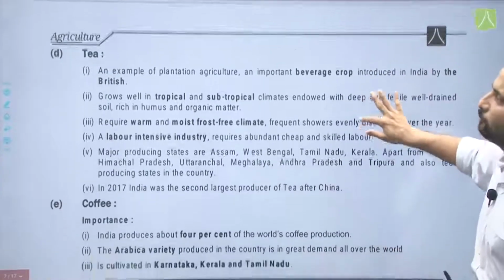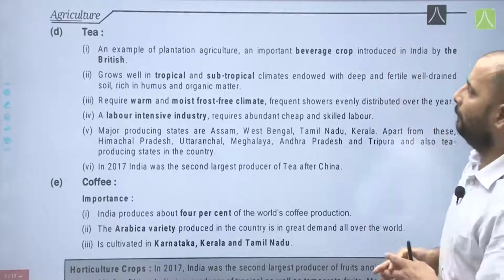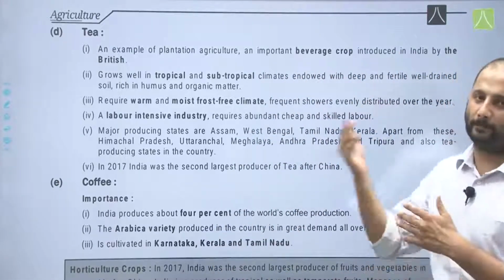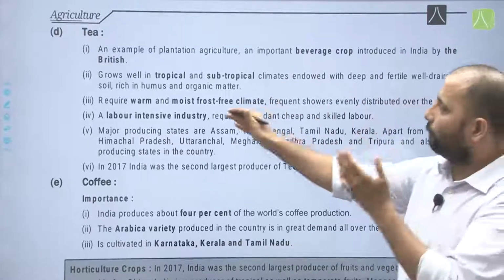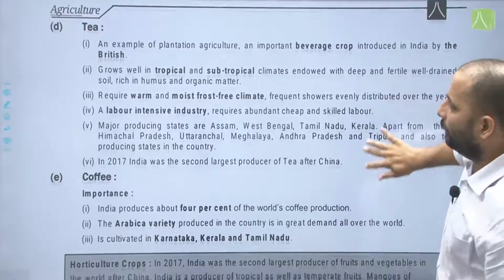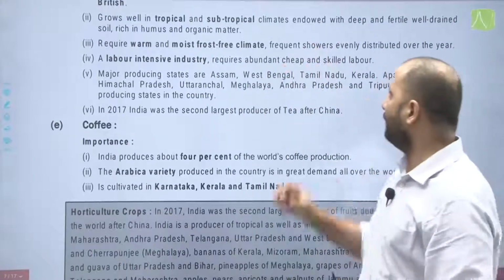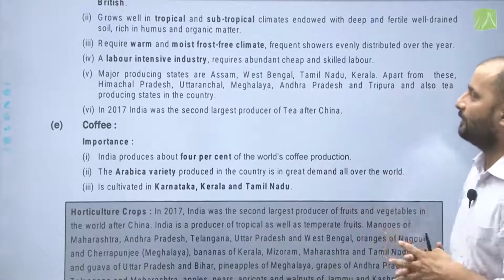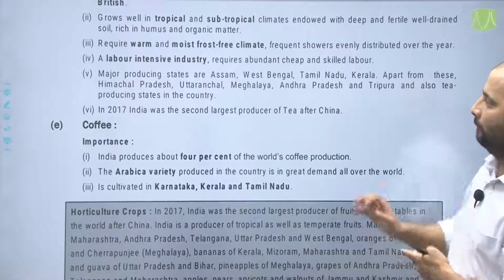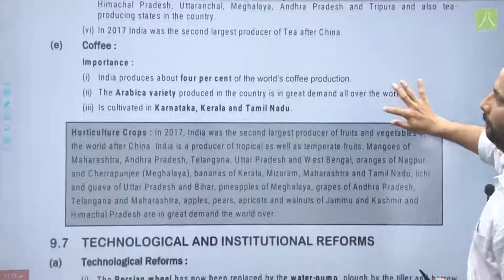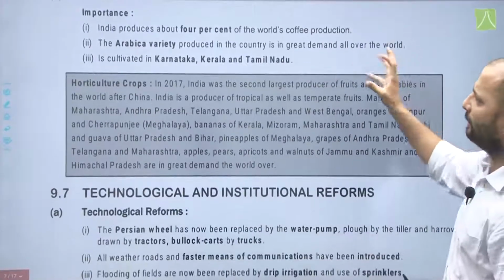Now, among the beverage crops, there is tea, an example of plantation agriculture. It is an important beverage crop introduced by the British in India, and grows well in tropical as well as subtropical climates. It requires a warm and moist frost-free climate, and is quite a labor intensive industry. Major producing states are Assam, West Bengal. In 2017, India was the second largest producer after China.